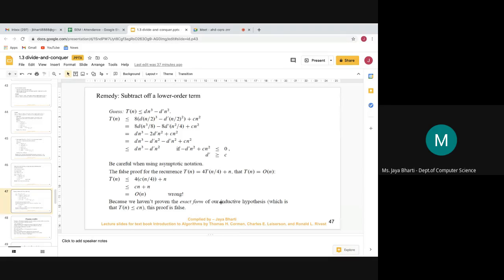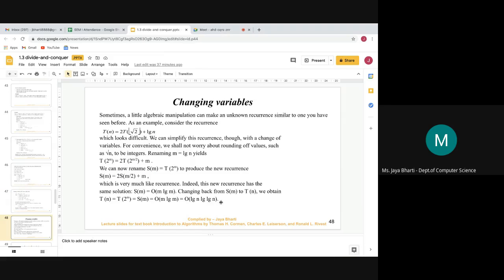For guessing the solution, we will see one more method, which is the recursion tree method. The tree method will give the idea to guess the solution for the substitution method. Now we will see changing variables.